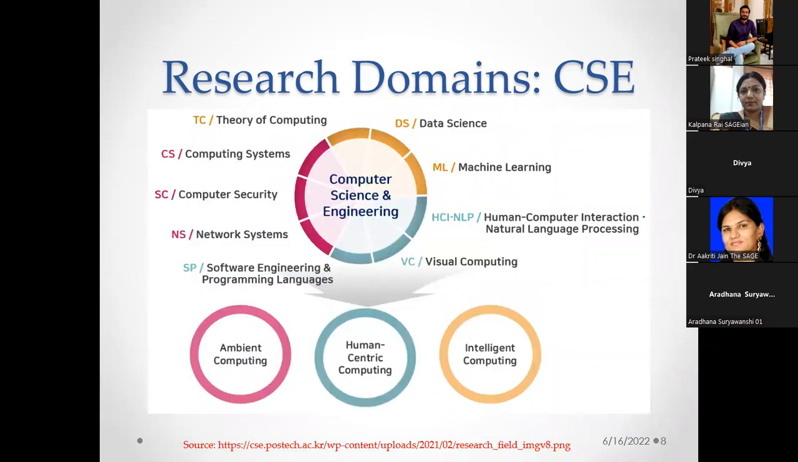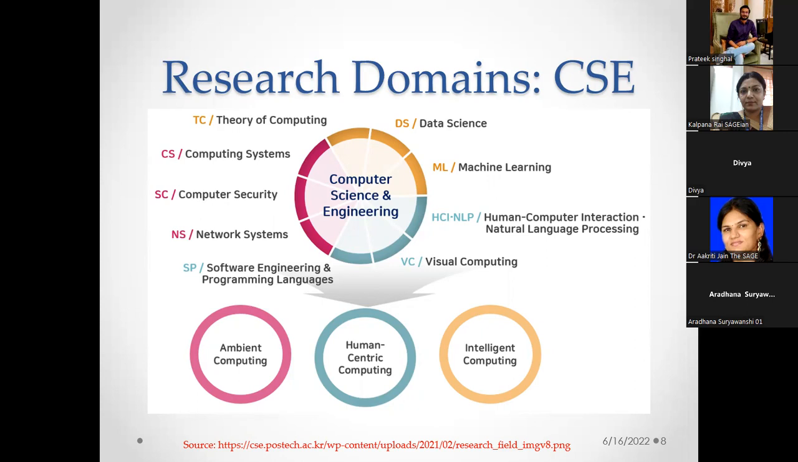Then these are the basic, trending research areas like data science, machine learning, then human computer interaction, which incorporates natural language processing techniques, then visual computing, software engineering and programming languages, and network systems. You can go for your research in networks. Then computer security. Just as we discussed in IR4, there is cyber security. Cyber security is related with the internet, while computer security is related with LAN, MAN, WAN, like that. But both are correlated with each other.